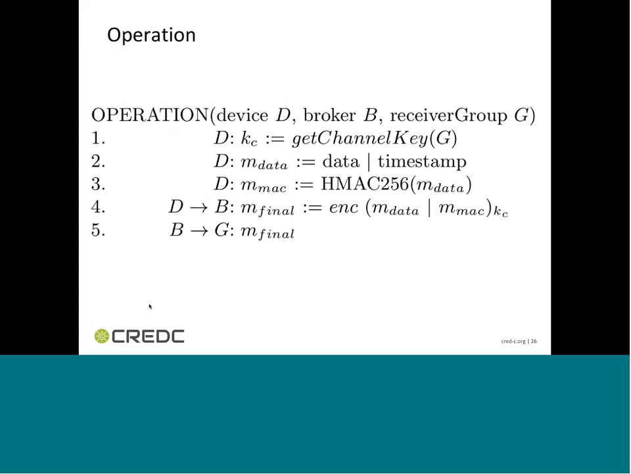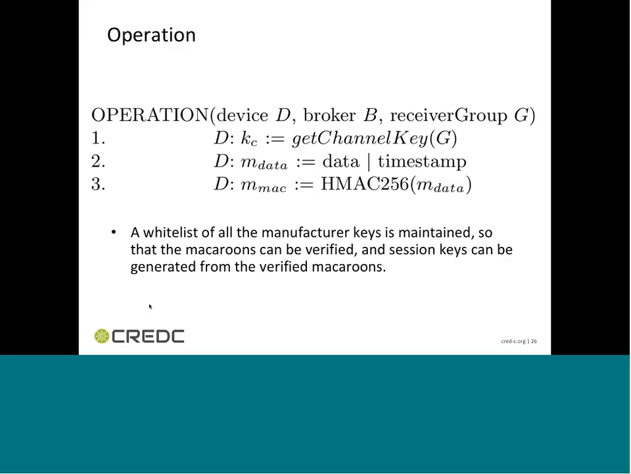So how do these devices actually communicate with the controller later to receive actuator commands and send sensor data? For that, the device computes the channel specific key using a method, and then computes the HMAC value for the data itself to provide for integrity checks, and then the entire packet is encrypted, as you can see in line 4, and sent to the broker. The broker then forwards the messages to the receiver group, which is the set of devices that subscribe to the particular channel.